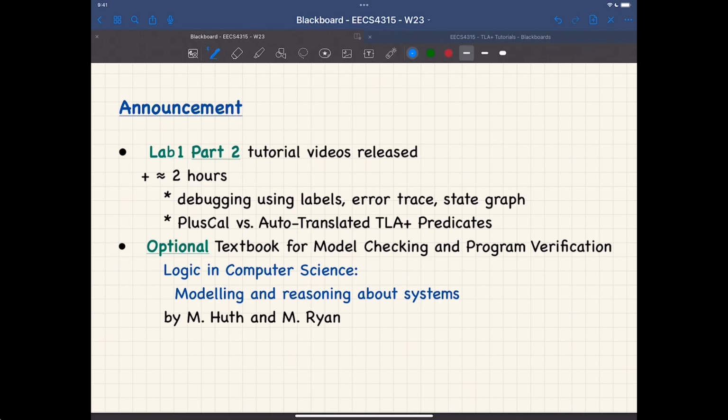of the model. It's really something we're going to do for every single lab, just to make sure you can do it. And also about how you can translate from Pascal into TLA plus predicate. Well, these are the two main things you want to really make sure you grasp.